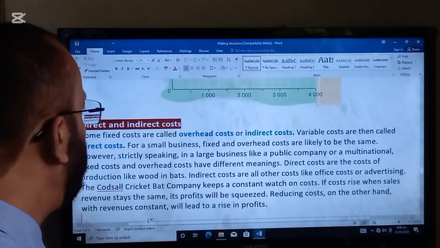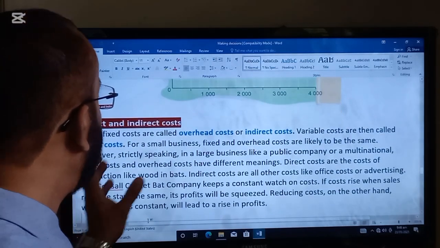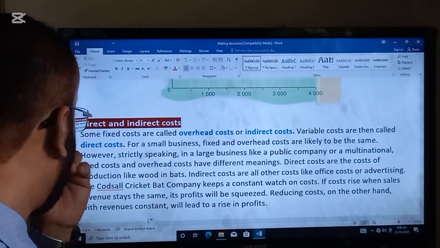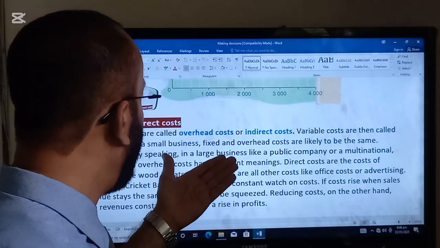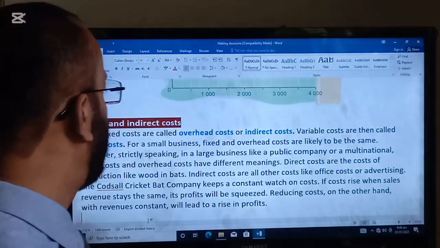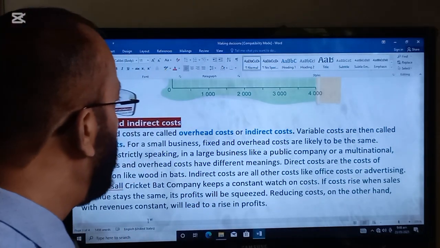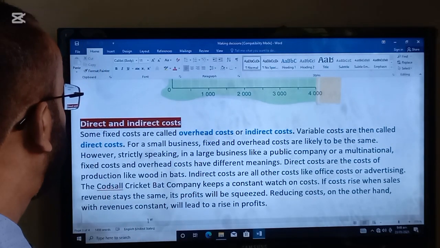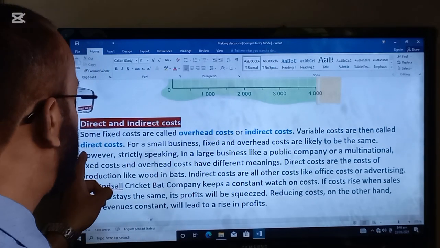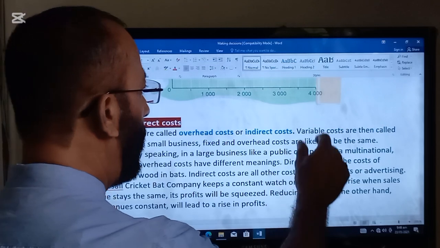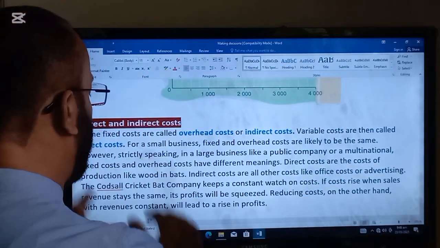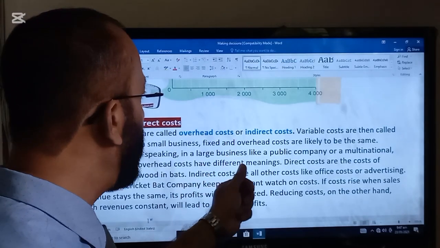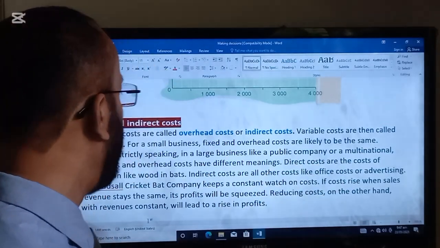Now in the case study, we are going to read about direct and indirect cost. Some fixed costs are called overheads or indirect cost. Variable costs are then called direct cost. So fixed costs are called indirect and variable costs are called direct cost. For a small business, fixed and overhead costs are likely to be the same.